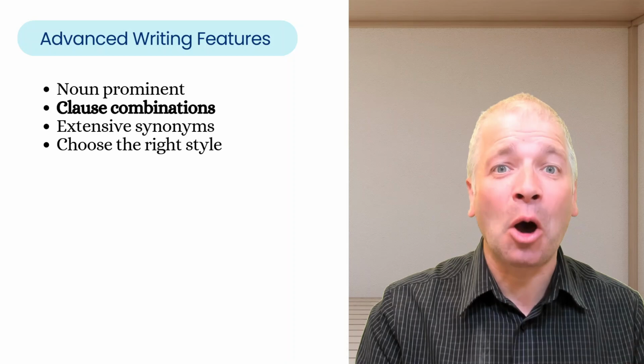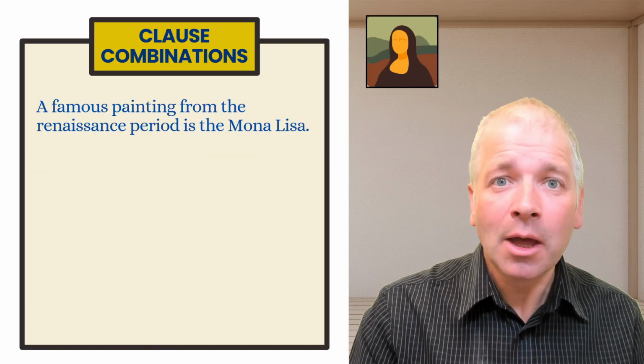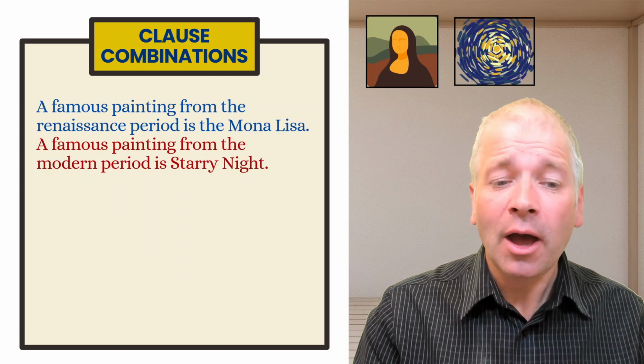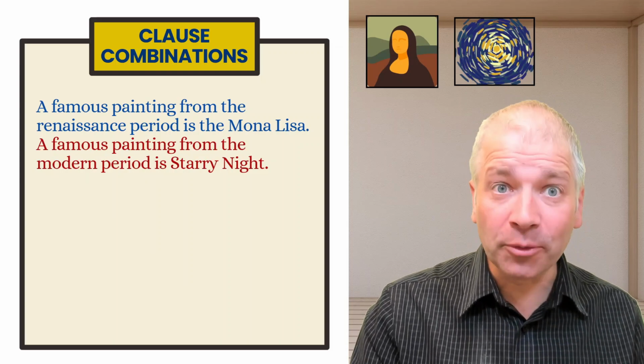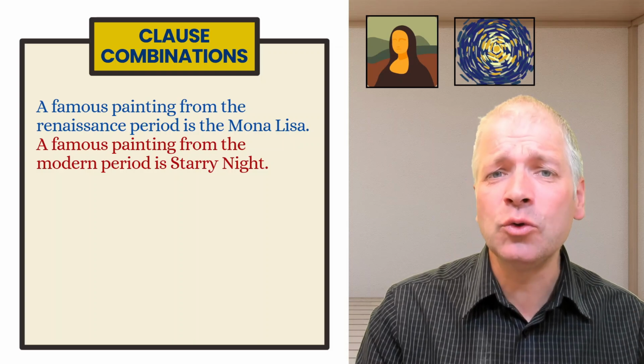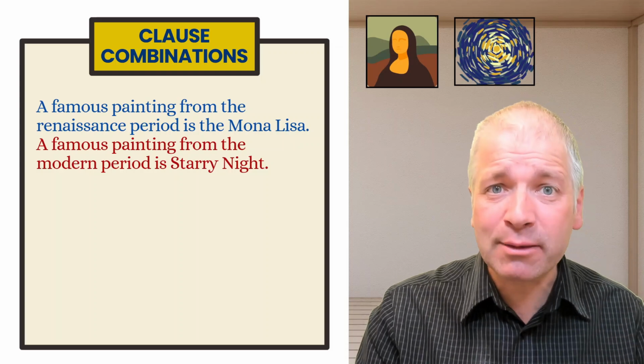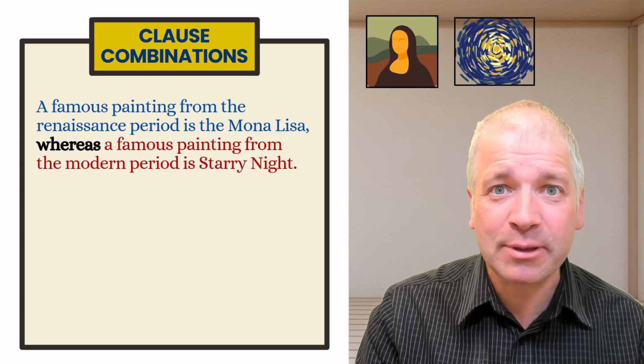Secondly, clause combinations. Here's our sentence about the Mona Lisa again. But let's add another one. A famous painting from the modern period is Starry Night. Here we have 2 independent sentences. But to make our writing more complex, we could join them together, perhaps like this.